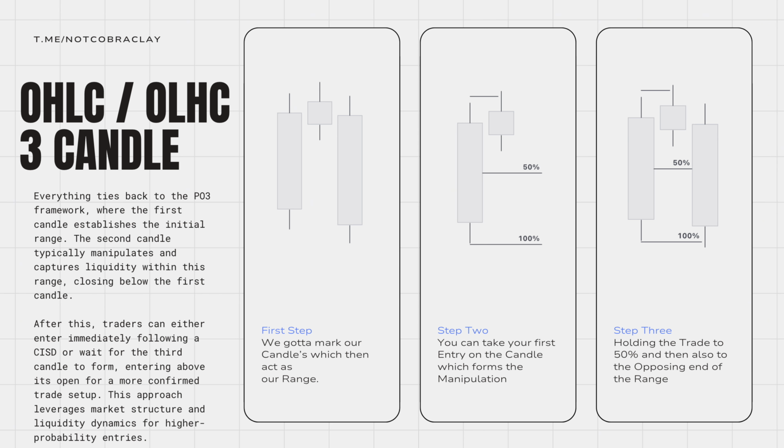Or step 3, you wait for the third candle to open, which is a 4-hour candle. So at 9 a.m., you wait for 9:02 or 9:03 a.m. to come above the open, and then you can press sell. Your first target is 50%, and then also the opposing end of the range.